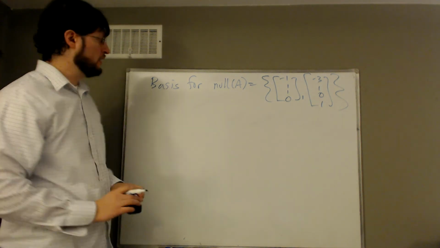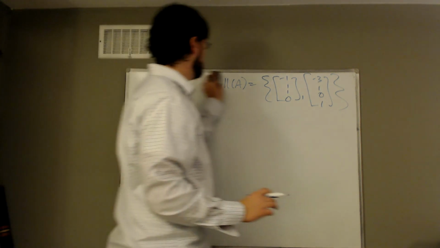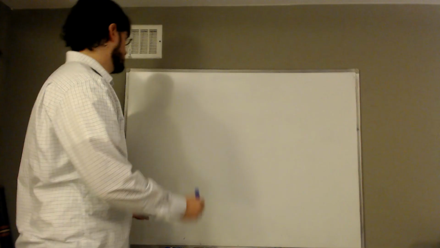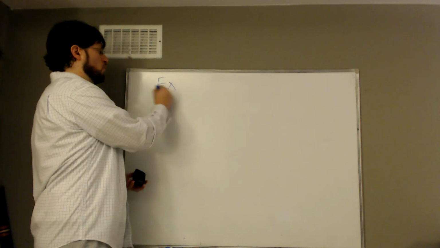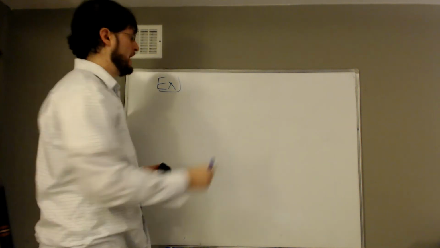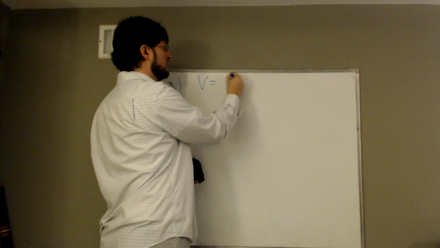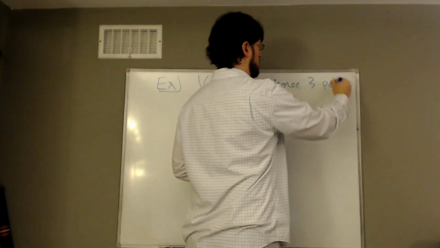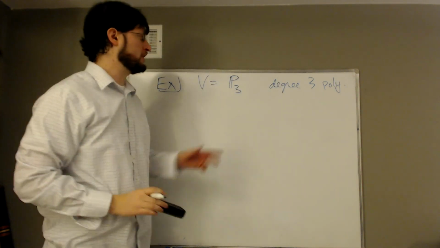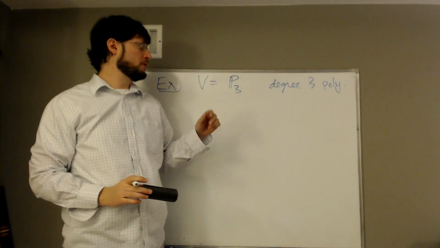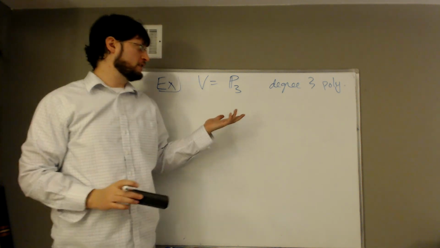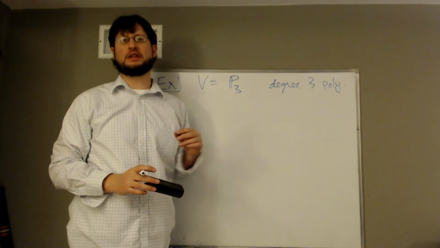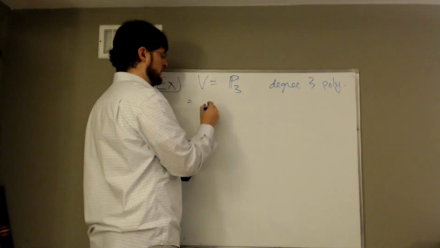Okay. So let's just look at one last example of the idea of basis in a more abstract vector space. So we'll look at one last example with a more abstract vector space V, which is P3, which is degree 3 polynomials. And I should be a little bit more precise. When I say degree 3 polynomials, what I actually mean is polynomials with at most degree 3.